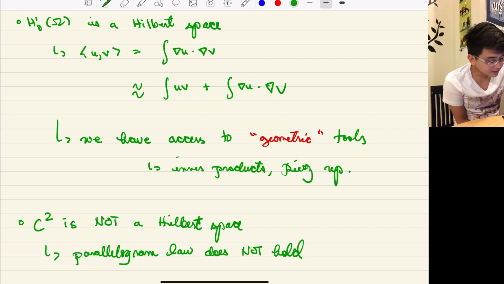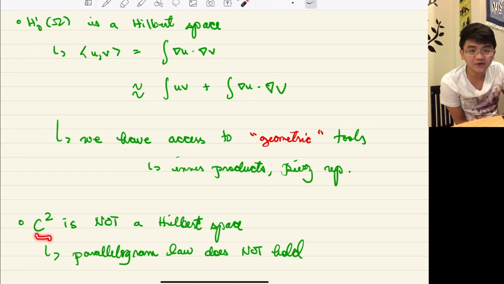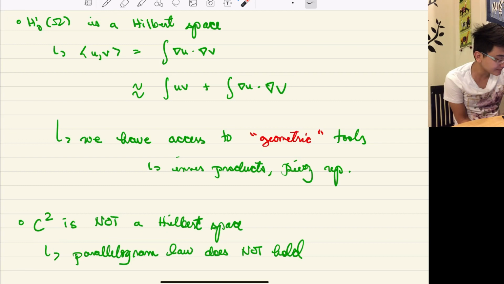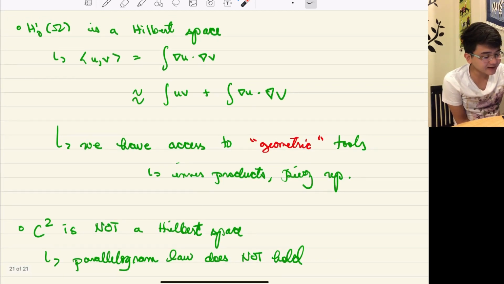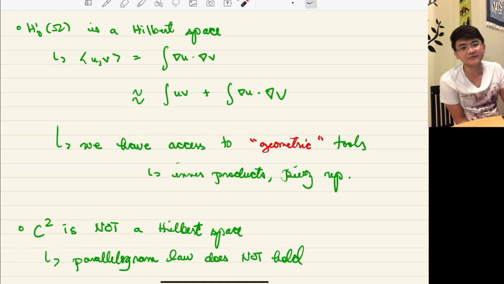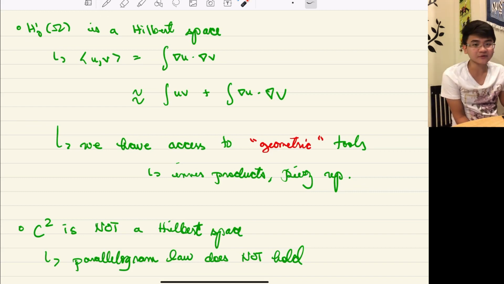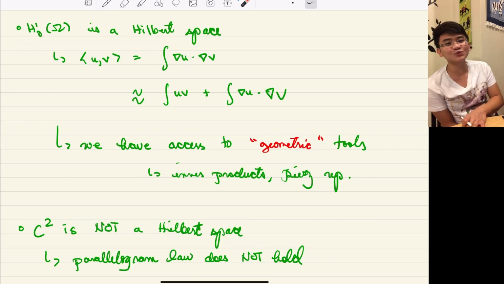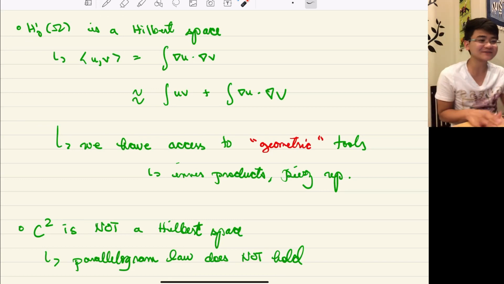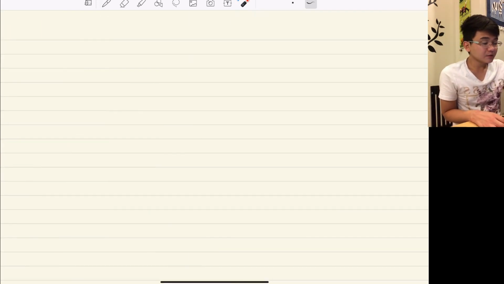Okay. But note that this is a normed space. So there's a norm here. There's a way to measure distances between two things. Okay. But my point here is that this Sobolev space is a Hilbert space, whereas the space of classical solutions, where the classical solution would live, is not a Hilbert space. And it's good to work with Hilbert spaces because you have access to quote-unquote geometric tools.